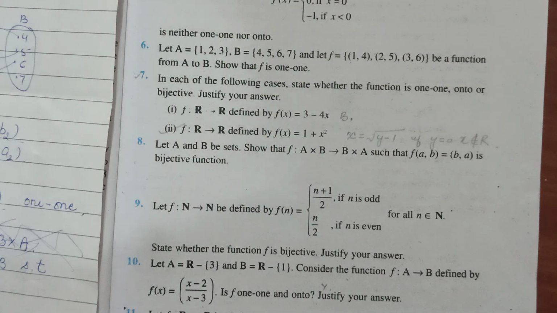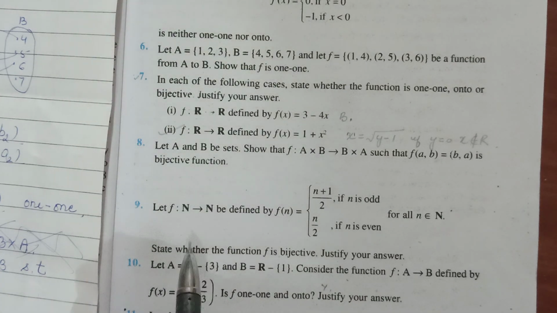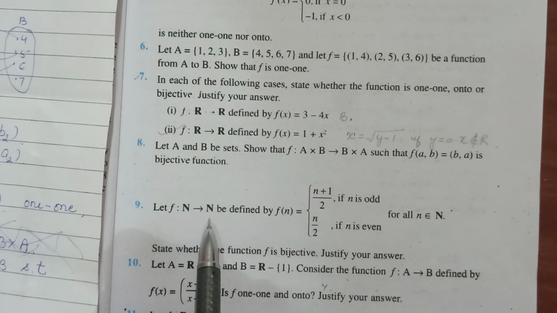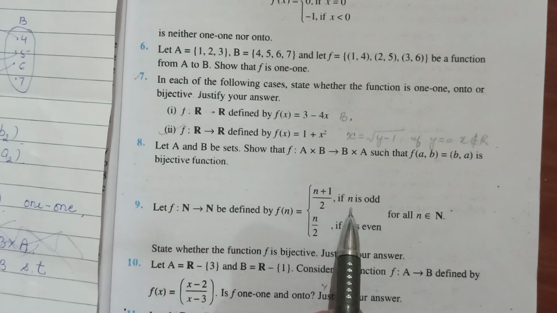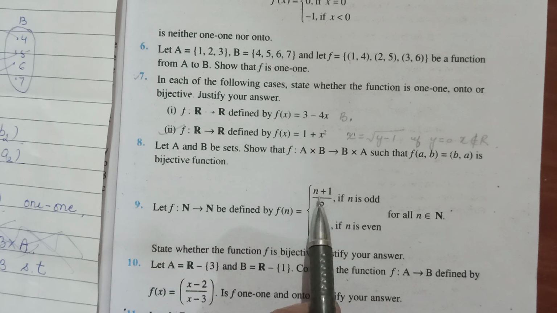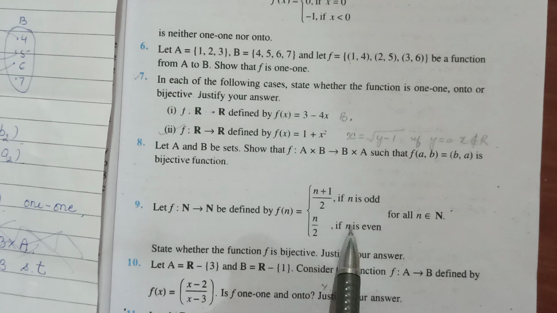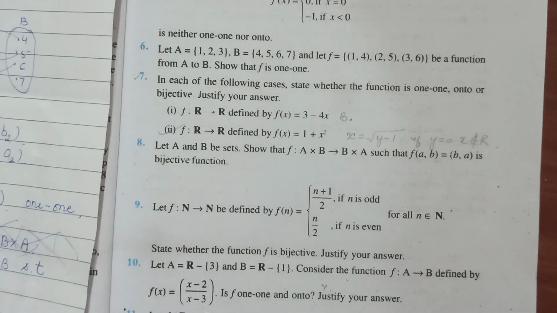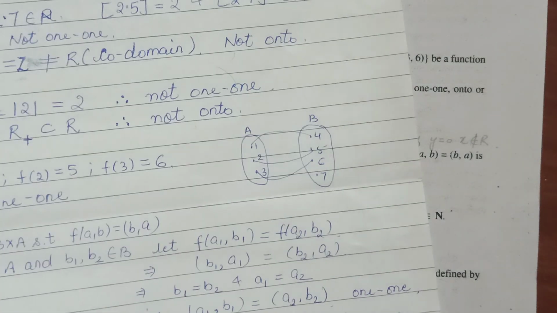All right. Okay, 9th question is saying that there is a function mapped from natural numbers to natural numbers, and it is defined as if it is an odd natural number, then the image will be obtained as (n plus 1) by 2. For even natural number, it would be straight away n by 2. So they're asking you if it is a bijective or not and why.